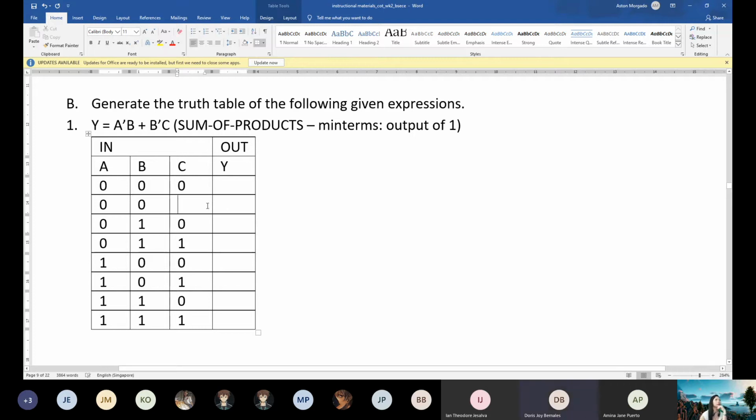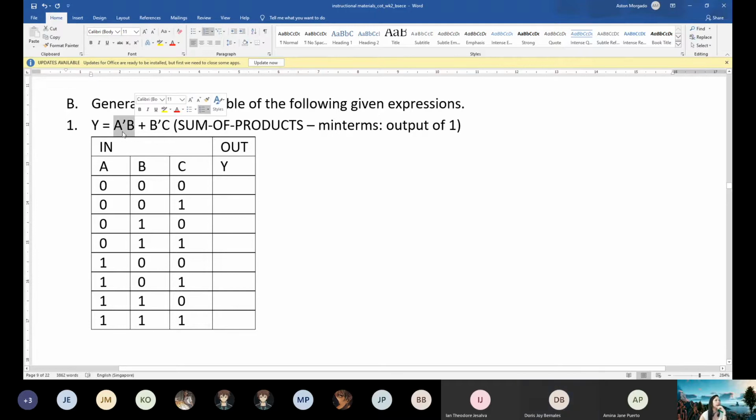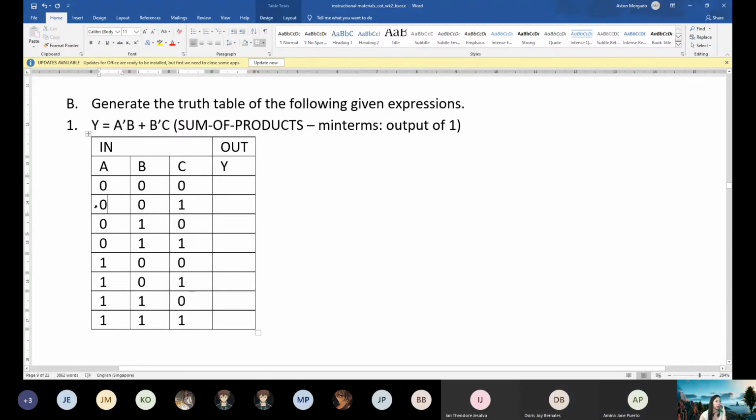Okay. So let's repeat. So A prime B plus B prime C. So for this term, A prime B, A is 0 po and B is 1. So we shall look to the conditions wherein A is 0, B is 1. Whenever the A prime B condition is being met, lalagyan natin ng output. Minterms, output of 1. Okay, so we have 1 here. And then there's another 0, 1, A prime B. So this will be, again, 1.